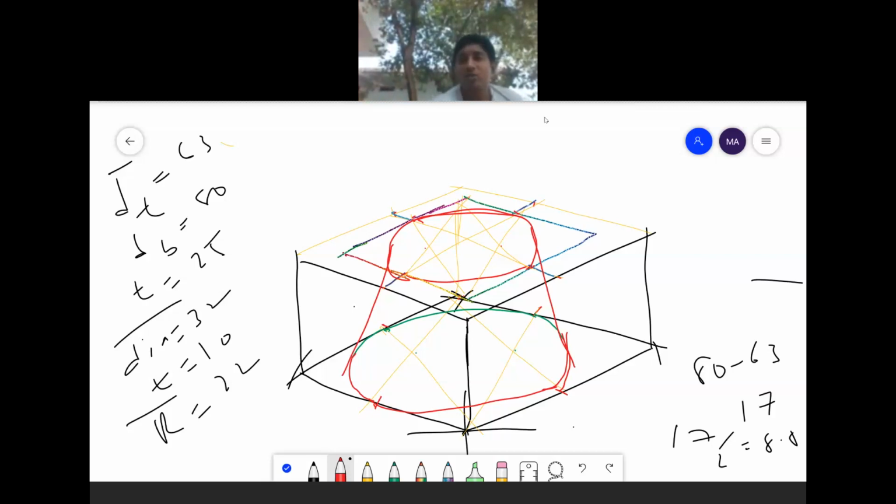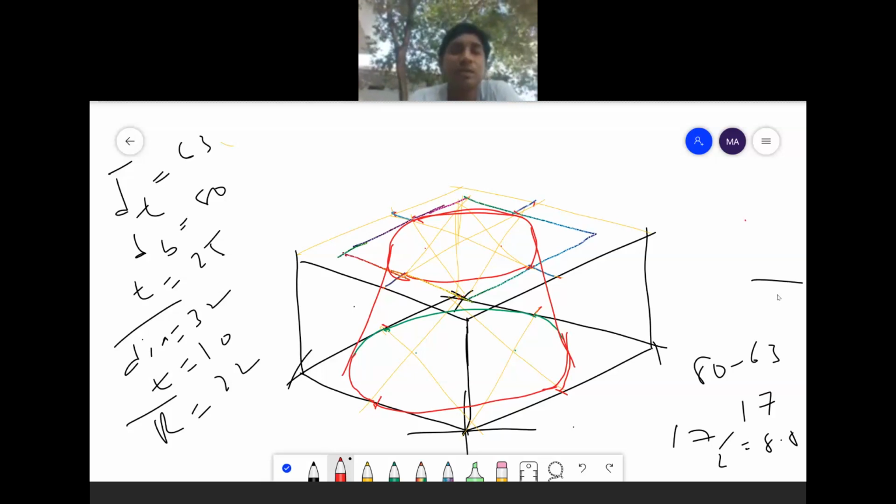All the other lines should be very light. Those are only for construction purposes. After that, you have a cylindrical plate of diameter 32.